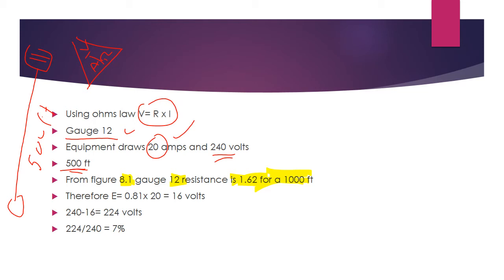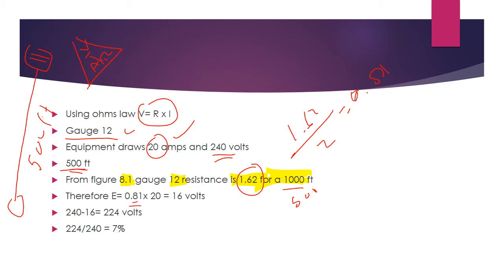So if you go on the table, I'll find that this is 1.6 for 1,000 foot, but I have 500 foot. So this is per 1,000. If I have 500, then I will divide that by 2, right? So 1.62 over 2, because I have 500 here, right? Not 1,000. So this will give me 0.81, which is here. So that's going to be my resistance.